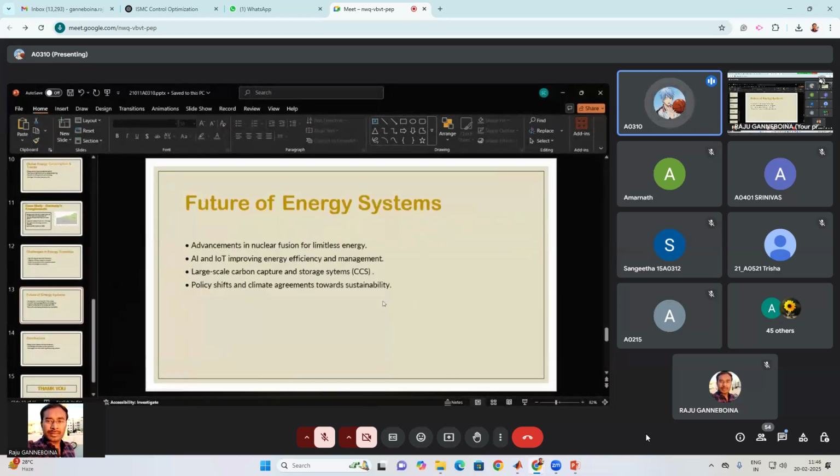The future of energy systems: advancements in nuclear fusion should be made more and more for limitless energy. And integrating smart grids in energy storage systems. AI and IoT can improve energy efficiency, as we have discussed earlier. Large scale carbon capture and storage systems. These reduce carbon emissions and thereby reduce the greenhouse effect. Also, policy shifts and climate agreements towards sustainability.